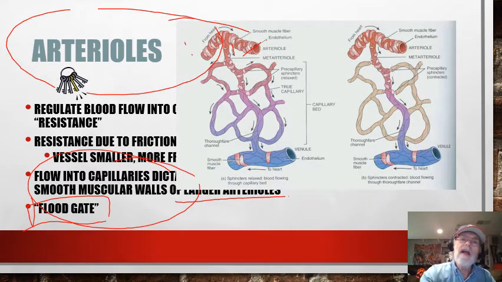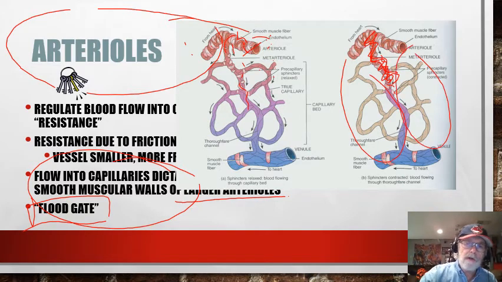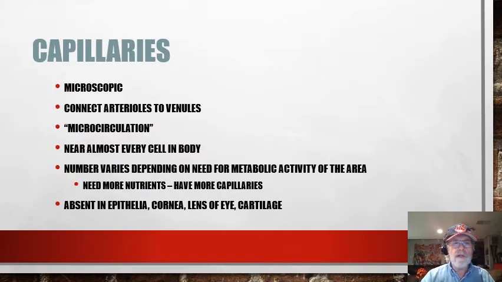Quite important. And again, this is just showing that this is coming from the heart. This is the arteriole here, and this muscle will help. If we close down the size of that, we get less blood going into our capillary bed. And that's what the arterioles do.